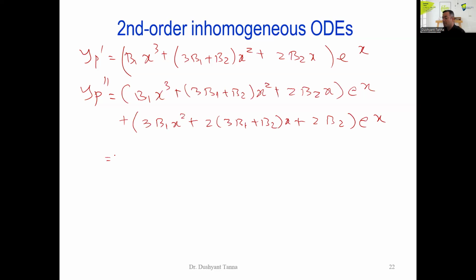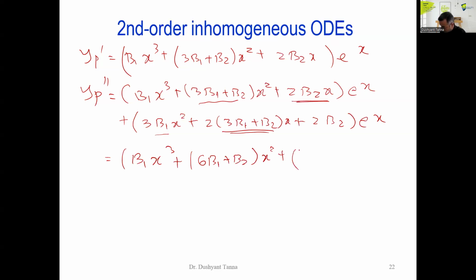Again, combine it before you move to the next step. So it's a bit easier, right? There is no x3 term, only one. So b1x3. With the x squared, you got this and that. So 3b1, that will be 6b1 plus b2 x squared. Combine them. So 6b1 plus 4b2x plus 2b2, e power x. That's yp double dash.